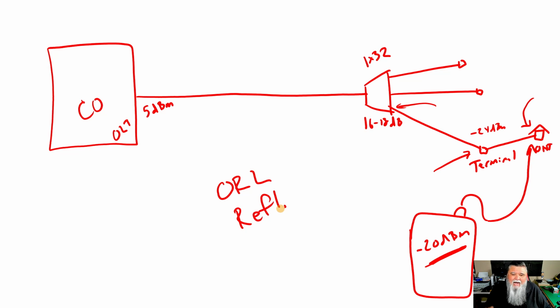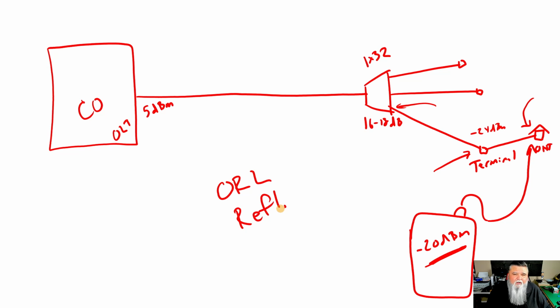And so power meters only read power. They do not measure or read reflection or the noise created from it. It's almost like water pressure. You can measure the water pressure, but that doesn't tell you the quality of the water, right? That's a whole different test that you need to do. It's the same thing for fiber.